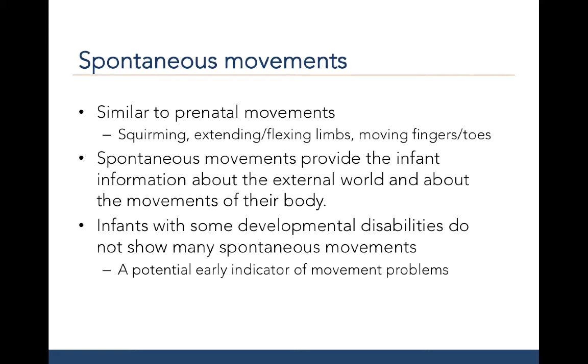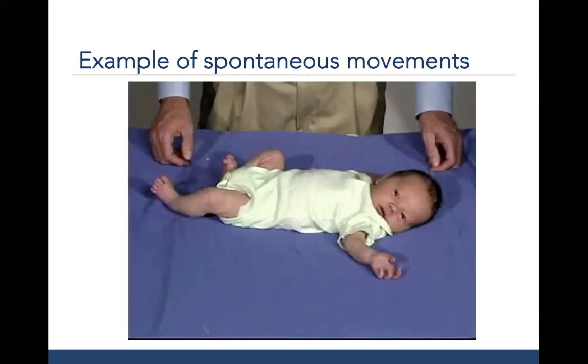Now let's explore a few specific examples of spontaneous movements. In this video, we will see an infant produce some spontaneous movements of the fingers, hands, and arms. The infant also shows some spontaneous movements of the toes, feet, and legs.